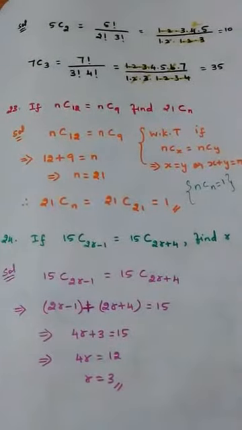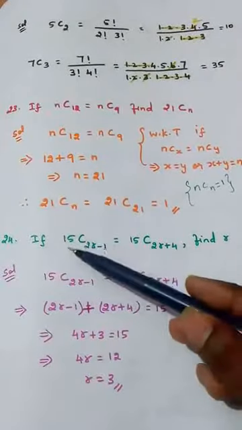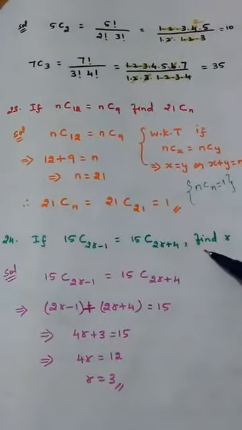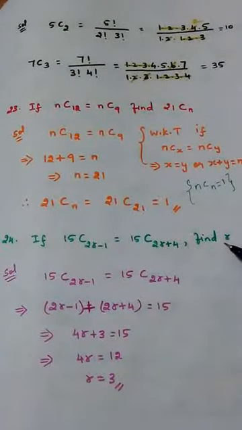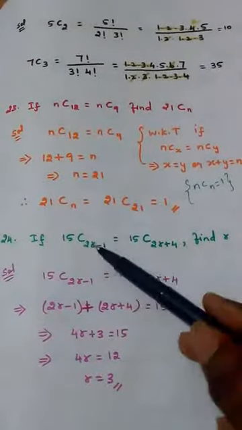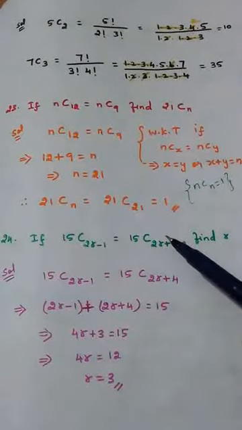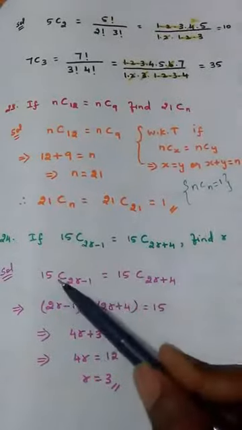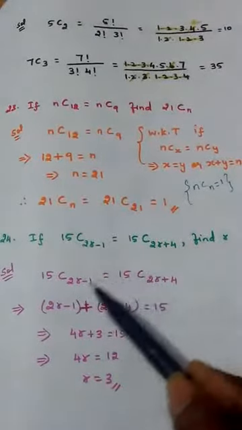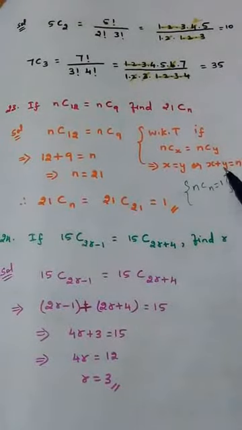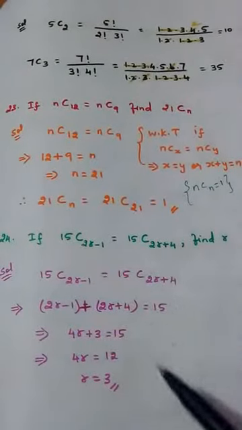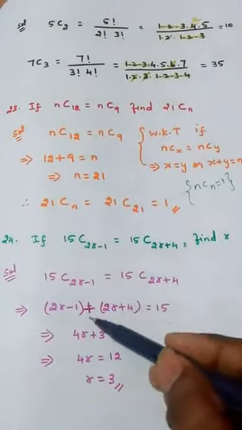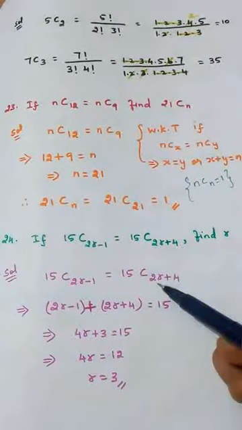Question number 24. If 15C(2r minus 1) is equal to 15C(2r plus 4), find r. That is the question. Again, two combinations are equal. So I have written the question as it is. Since two combinations are equal, I am going to take the condition x plus y is equal to n. What is x? 2r minus 1. What is y? 2r plus 4.